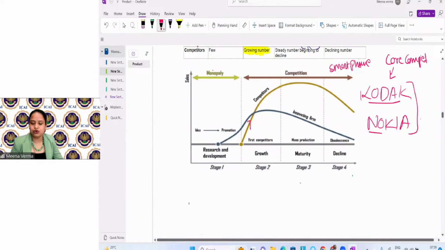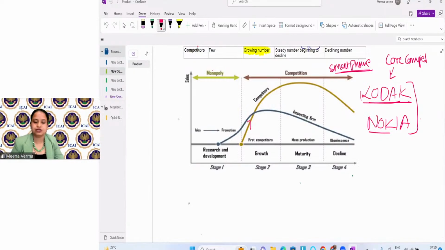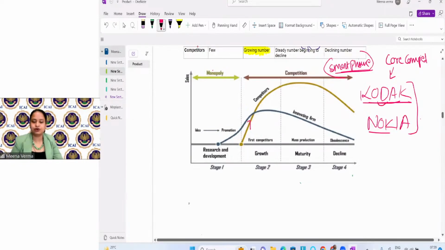Instead of Nokia, the smartphone was introduced. Instead of Kodak, the smartphone was introduced. And in the smartphone, people have the camera. So now what happened? Because of those smartphones, the usability of Kodak was reduced to death.